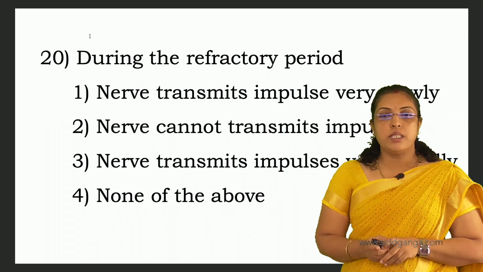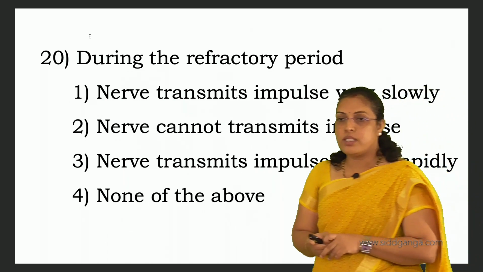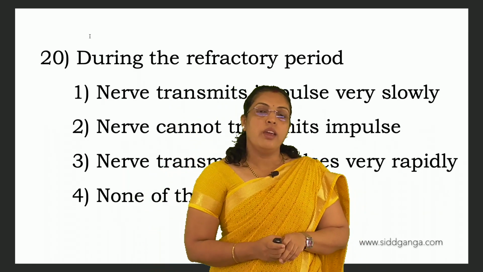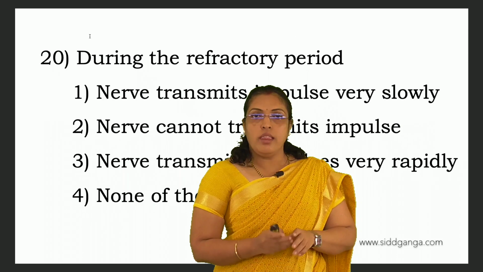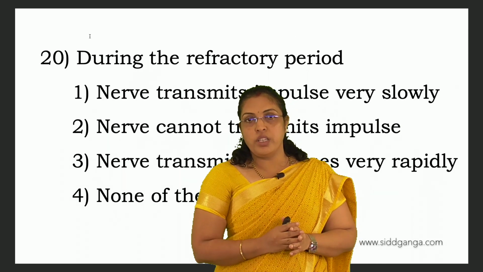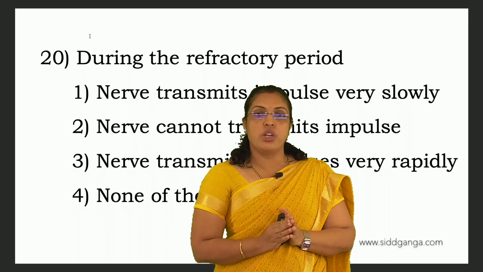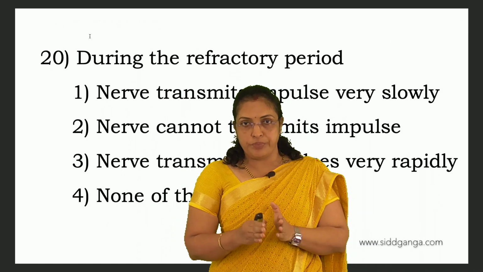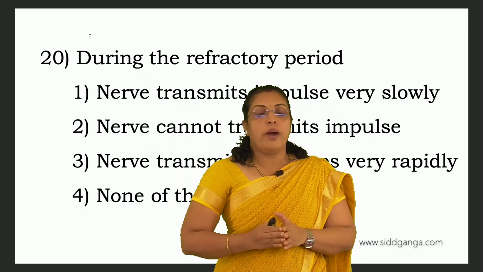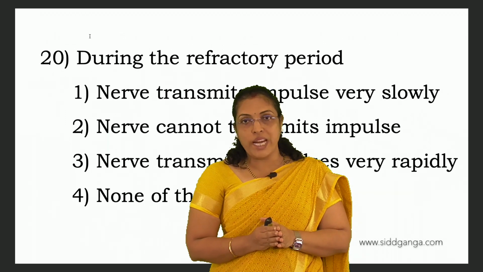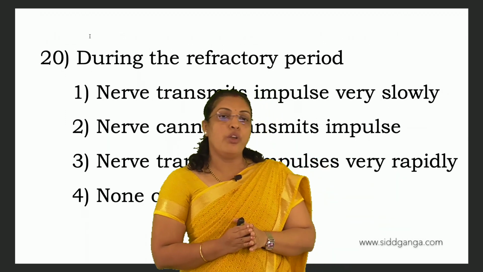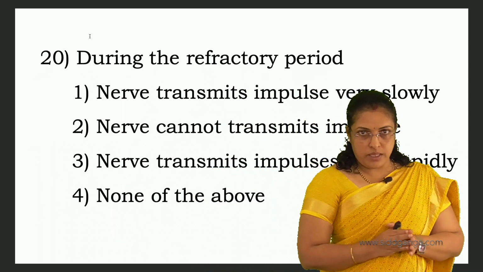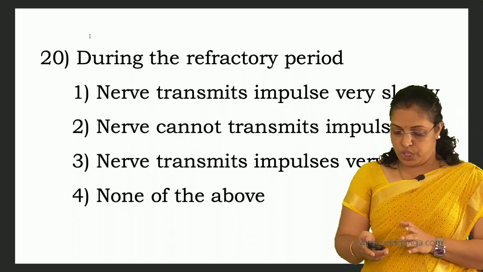Nerve cannot transmit impulse. Nerve transmits impulses very rapidly. None of the above. So, in the refractory period, again the nerve is at resting potential. Immediately after the generation of action potential, that action potential is shifted to the neighboring, adjacent part. The previous part of the neuron will undergo refractory period. During that period, it will not be stimulated. So, nerve cannot transmit impulses. Second is the option.